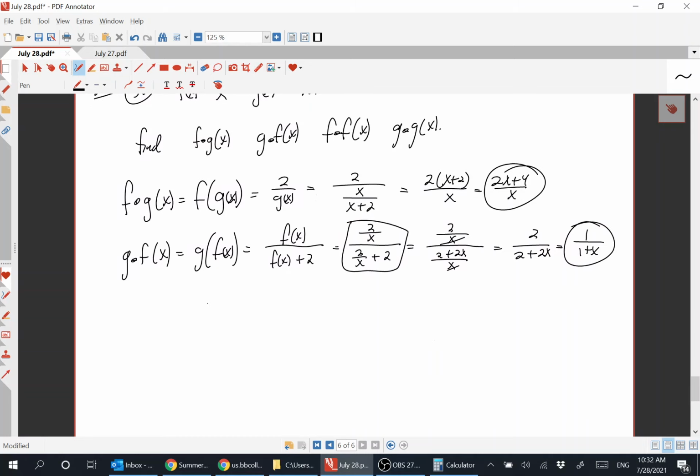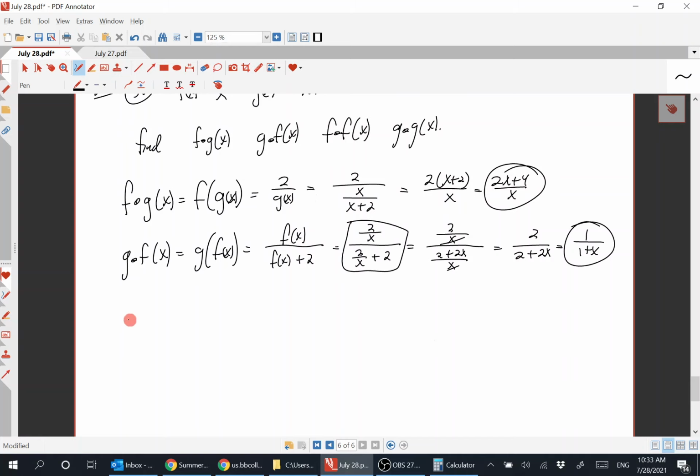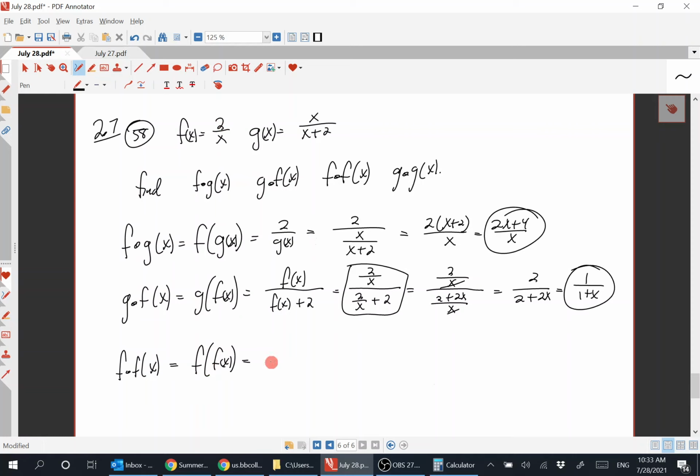All right, so notice that f following g is not the same as g following f. Function composition is a non-commutative operation. And you could also take the composition of a function with itself. f following f of x is f of f of x. f of x is 2 over x, so f of f is 2 over f. So that's 2 over 2 over x. That is just x, actually. So this means that f is its own inverse function.